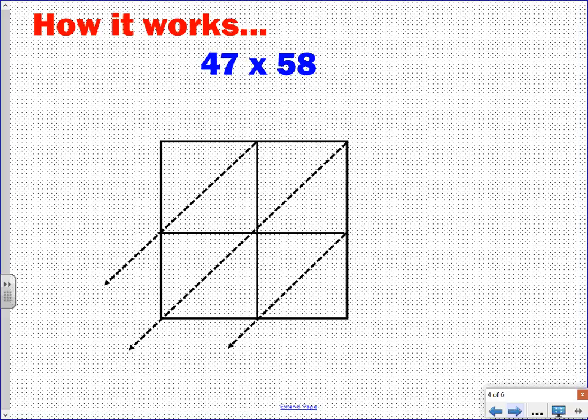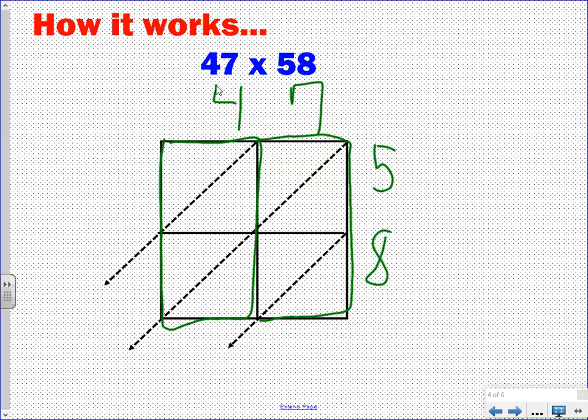First, you need to put your numbers in the correct spots. 47 goes across the top, with one digit in each of 2 columns. 58 also goes down the side of our box. Now, you're going to notice that we have these lines going through our lattice box. Those lines are important to keep numbers organized.